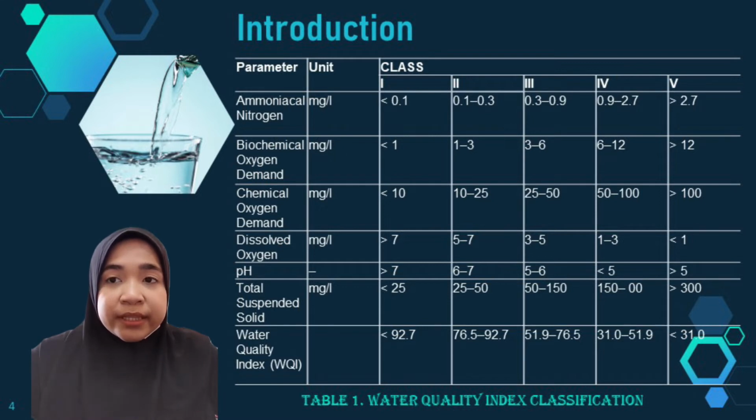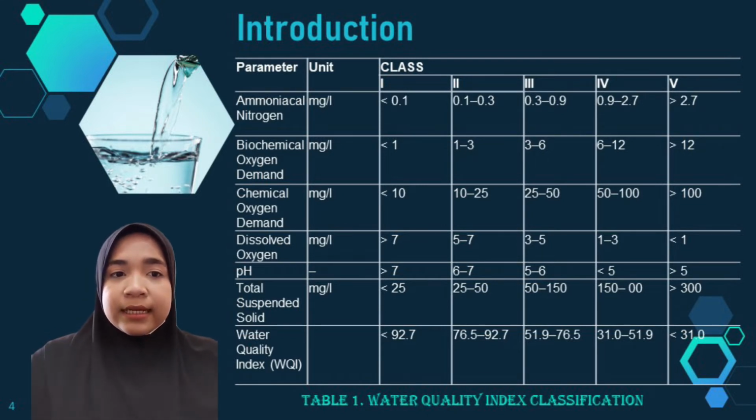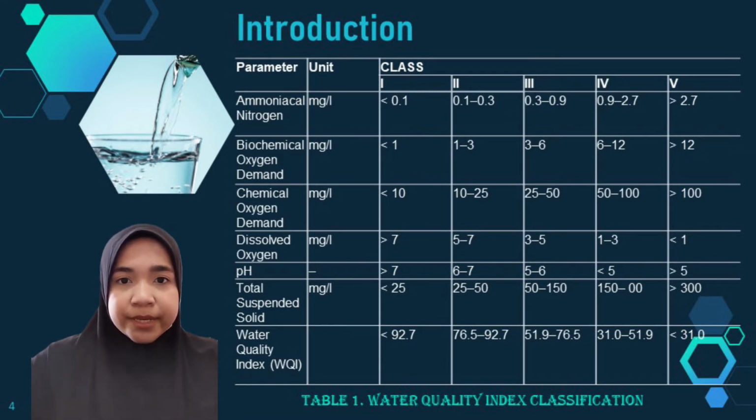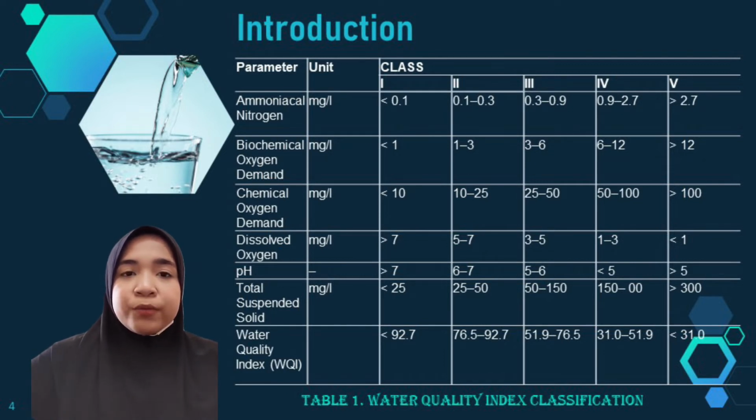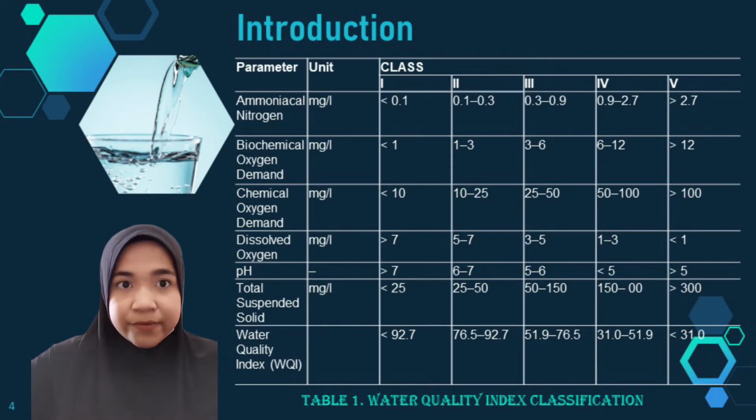The Department of Environment, DOE, has classified the water quality index based on 5 classifications, which are class 1, 2, 3, class 4, and class 5. The table here shows the water quality index classification by the Department of Environment. For the parameter of pH, class 1 is a pH value of more than 7. Class 2, the pH value between 6 to 7. Class 3, pH value between 5 and 6. Class 4, the pH value is less than 5. And class 5, which is the pH value is more than 5.